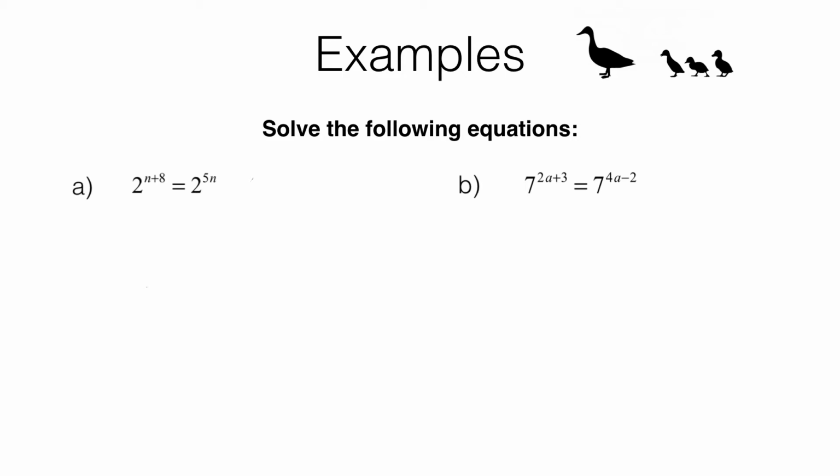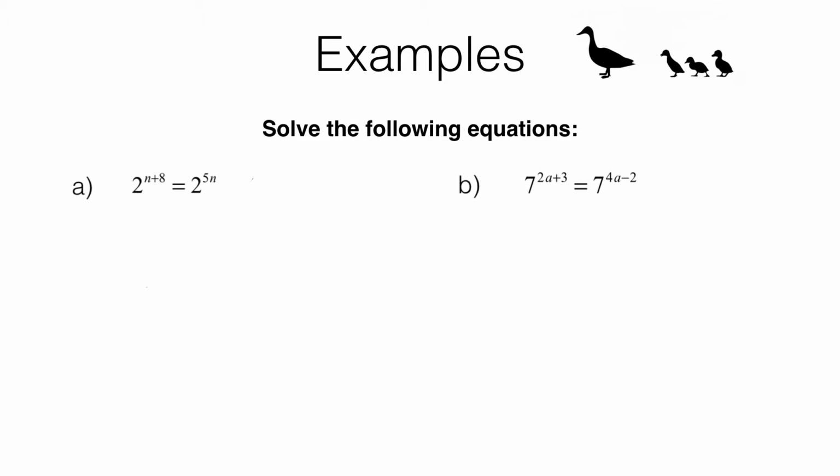In this video, we're going to be solving equations involving indices. Let's take a look at the first example. We've got 2 to the power of n plus 8 equals 2 to the power of 5n, and we need to solve the equation. That means we need to work out the value of the unknown. In this case, we have to find out what n is.